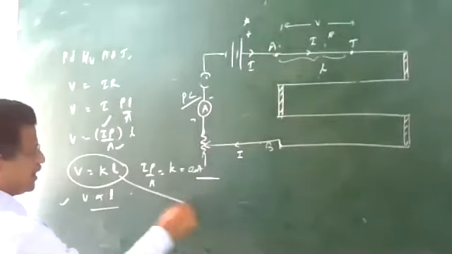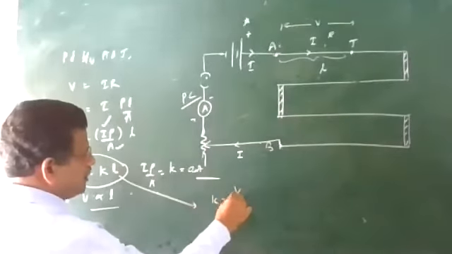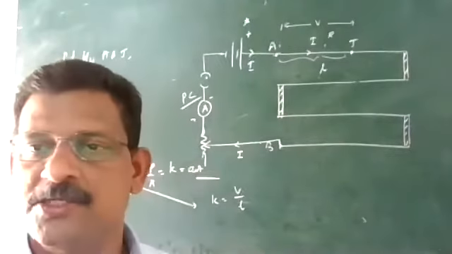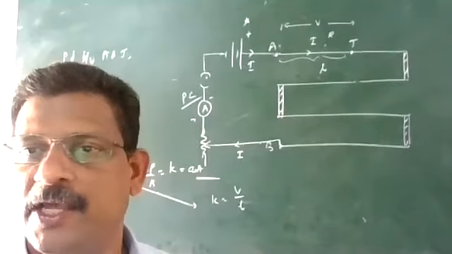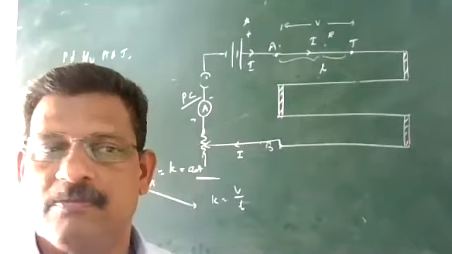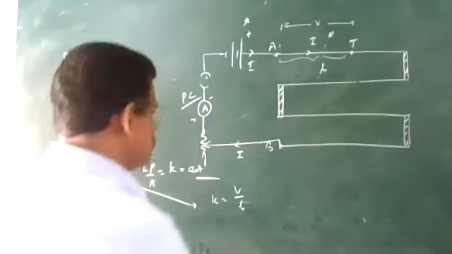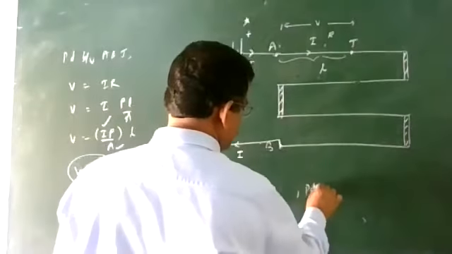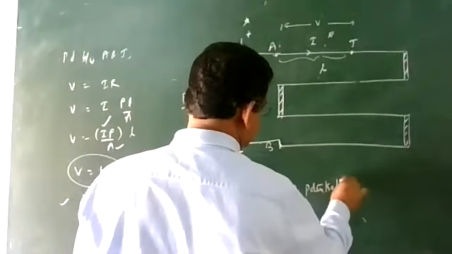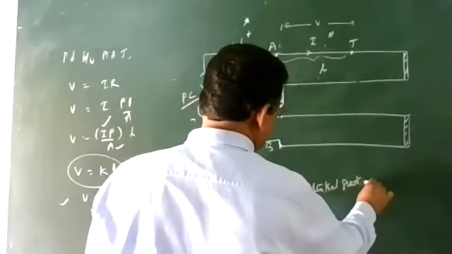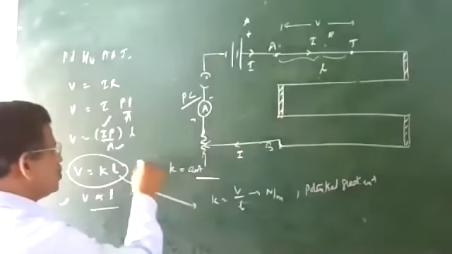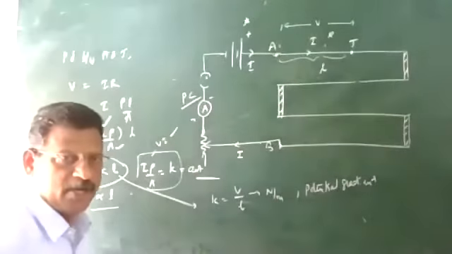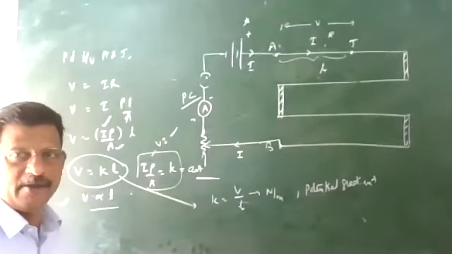What is this constant K? The constant K is equal to V by L, potential per unit distance, and this is known as potential gradient. It is related to the current by the equation, which is very important: the potential gradient is given by I rho by A.